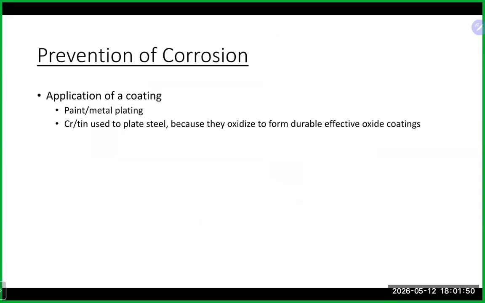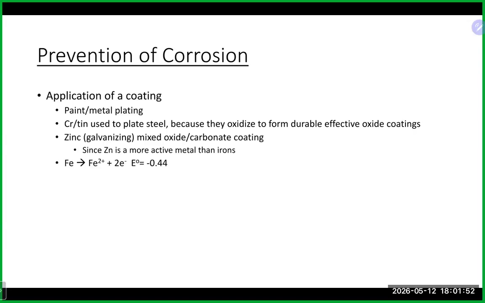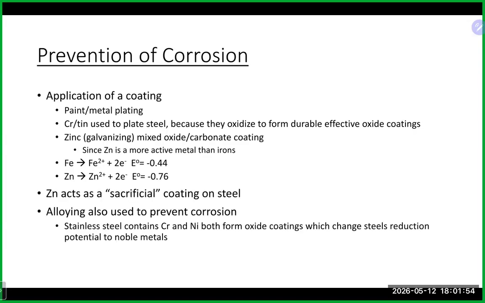Now, there are a couple of different ways that you can prevent corrosion. You can add some type of paint or metal plating. They sell what is called Rust-Oleum paint to provide a protective layer. Chromium or tin can be used to plate steel. They oxidize and form a sort of protective cover. Galvanizing will also provide a protective cover.